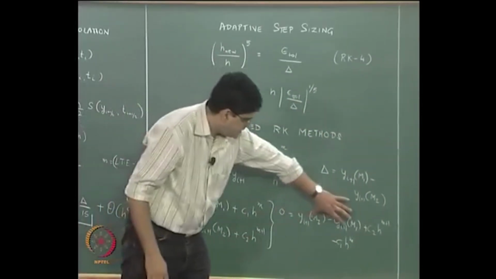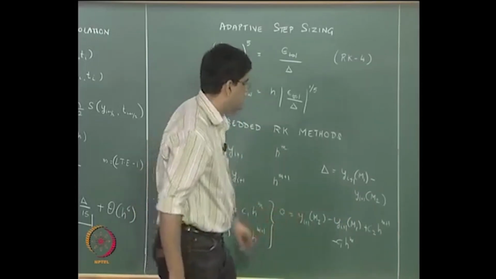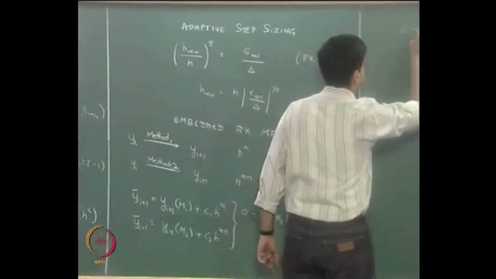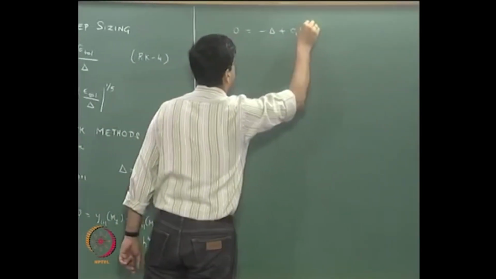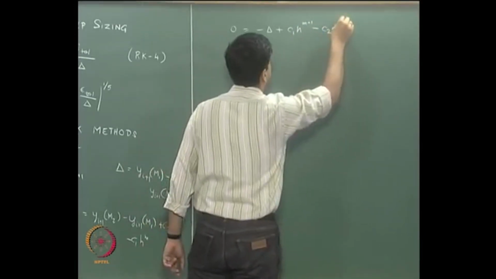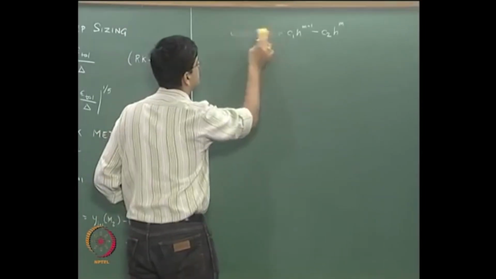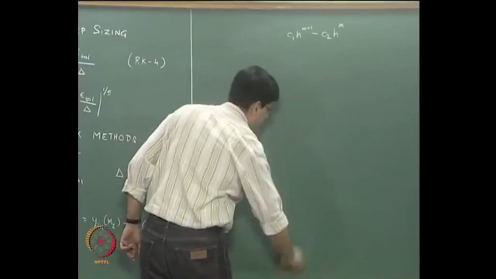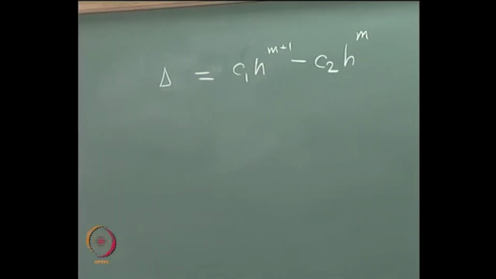Okay. We rearrange this, it is nothing but negative delta, and so we can write 0 equal to minus delta plus C2 h to the power m plus 1 minus C1 h to the power m, or we take delta on to the other side and we will be able to write this equation as delta equal to C2 h to the power m plus 1 minus C1 h to the power m.